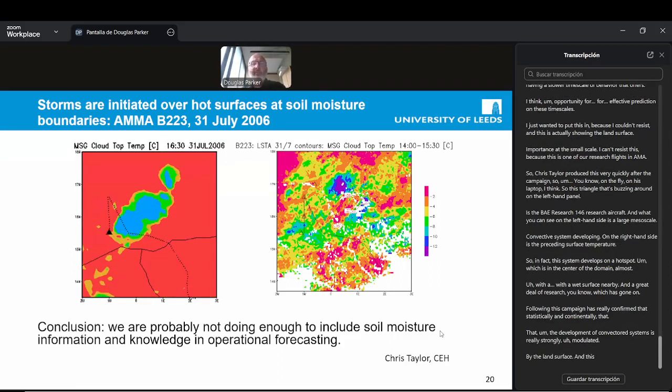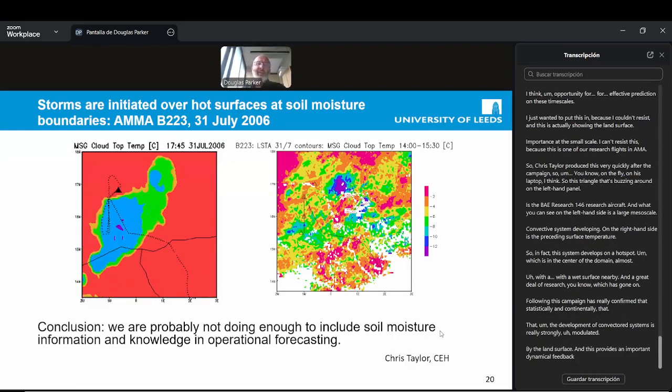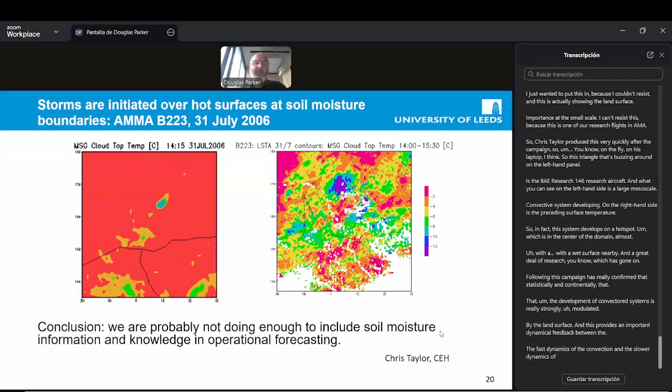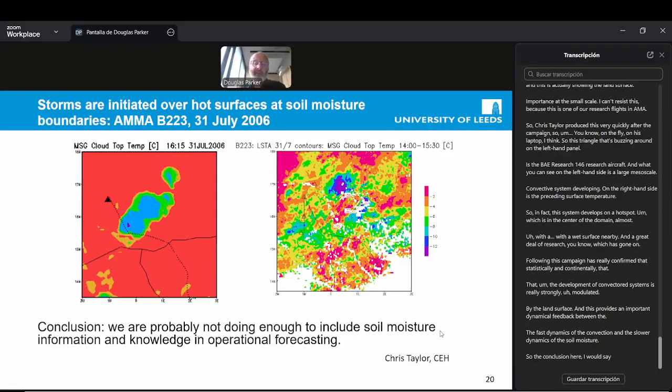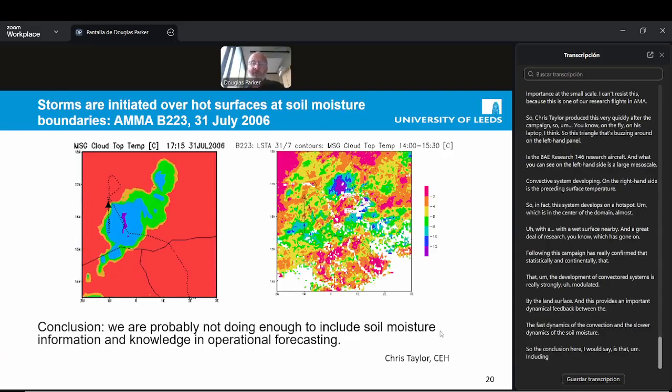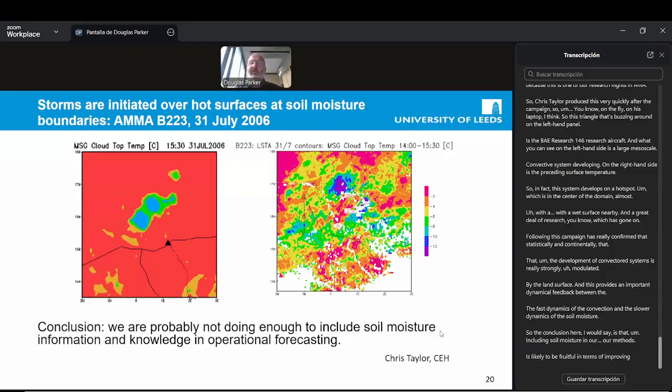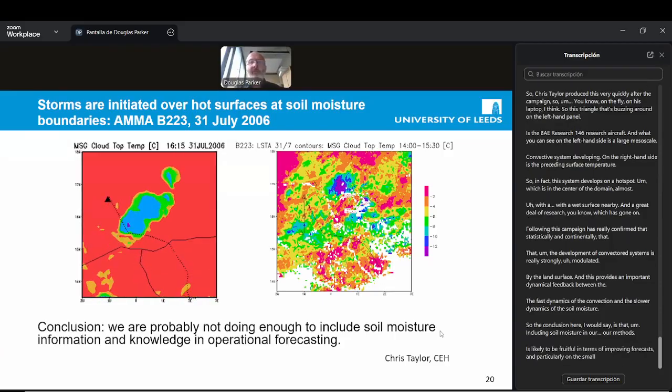And this provides an important dynamical feedback between the fast dynamics of the convection and the slower dynamics of the soil moisture. So the conclusion here, I would say, is that including soil moisture in our methods is likely to be fruitful in terms of improving forecasts, and particularly on the small scale where people live.